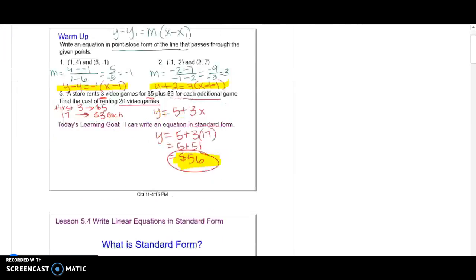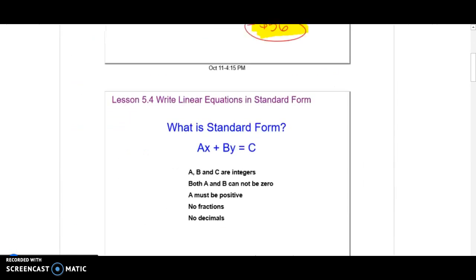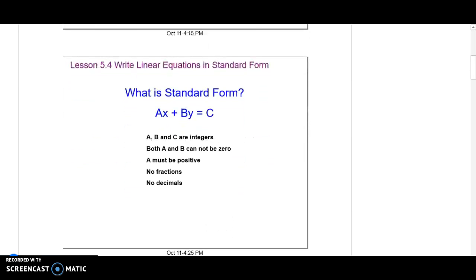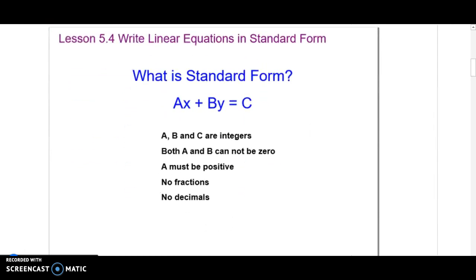Okay, so moving right along, if you looked at our learning goal, you want to be able to write equations in standard form. So this is another form. Okay, so we have this form, ax plus by equals c. A, b, and c are going to be integers. Guys, that just means that they're going to be numbers. So it might look something, as an example, like 2x plus 3y equals 8. That's an example. Okay, a and b cannot be 0, and a must be positive.